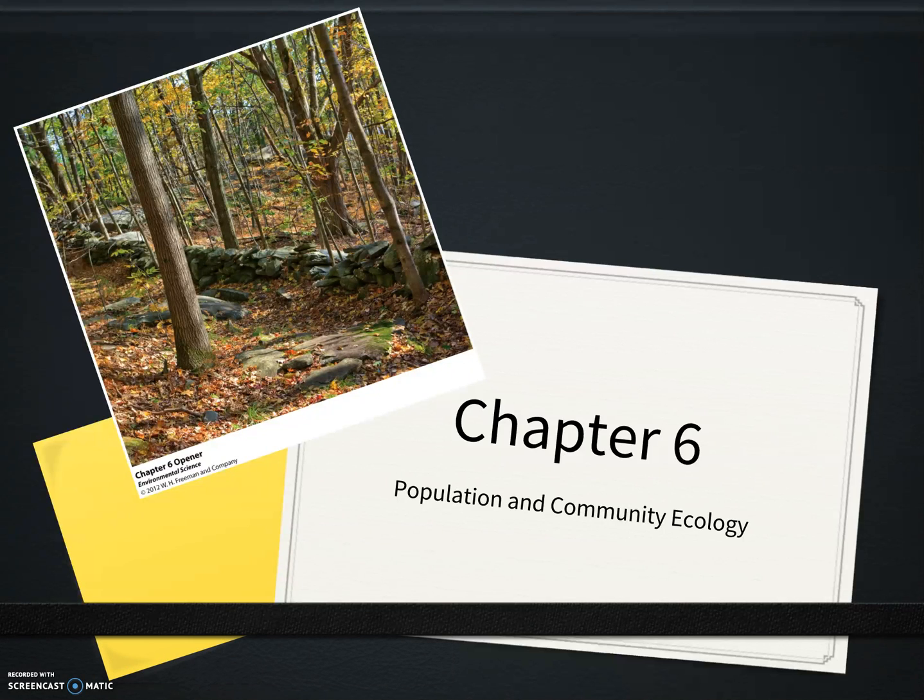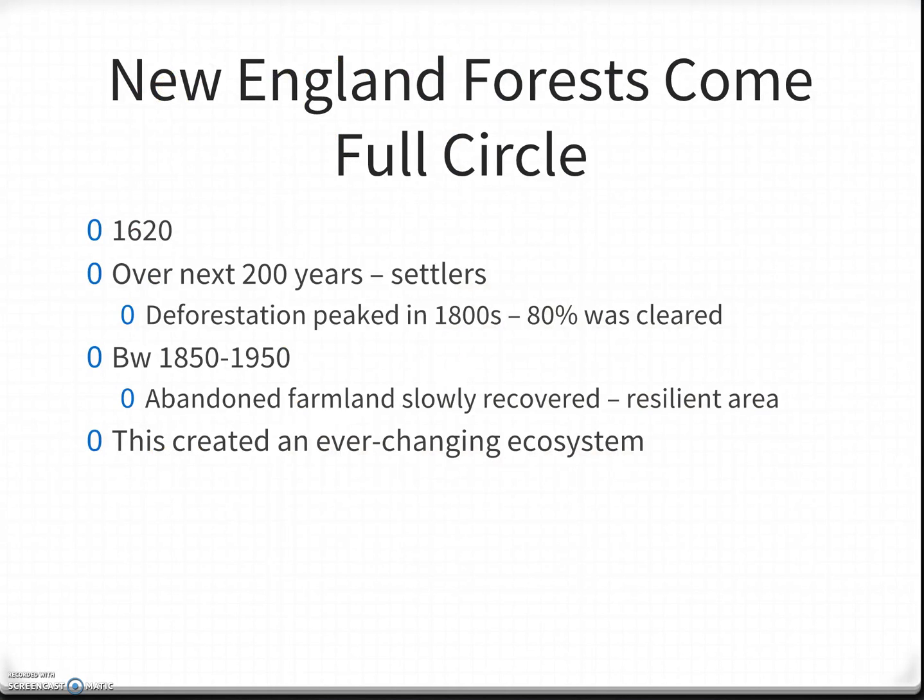So now we're going to talk about Chapter 6, Population and Community Ecology. Your book opens up with talking about New England forests and how they come full circle. In 1620, there weren't many inhabitants of our land or our country. And when it began to become colonized over the next 200 years, settlers came.